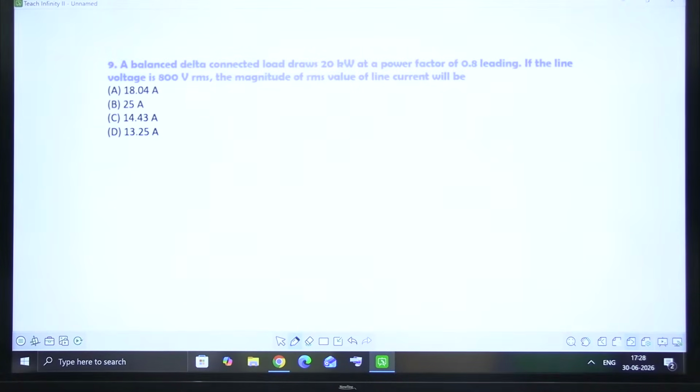What is the question? A balanced delta connected load draws 20 kilowatt at a power factor of 0.8 leading. That's okay, he has given P and cos phi. If the line voltage is 800 volts RMS, find the magnitude of the RMS value of line current. A damn easy question, only a one-liner.